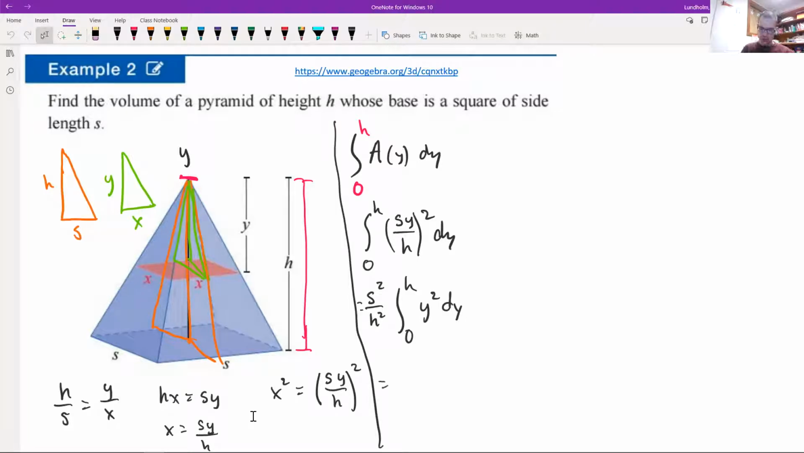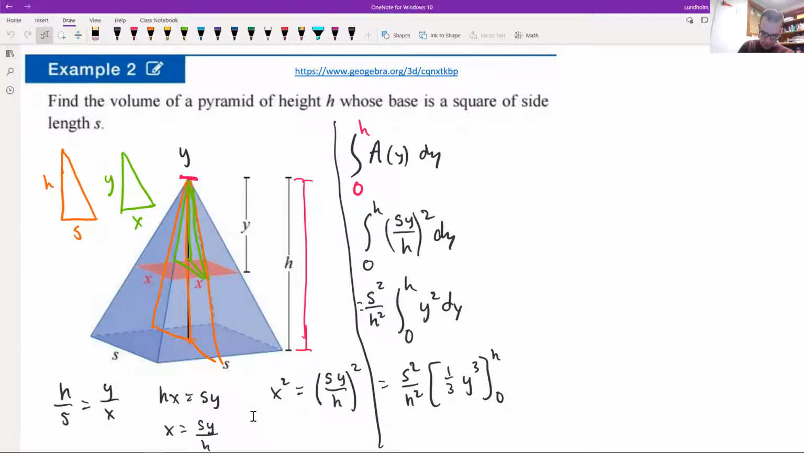Let's do the integration. Oh man, if this turns out horribly, I am so sorry. I think we're on a good path here though. Yeah, so we're integrating with respect to y. 1/3 y cubed. That's actually a good thing. And yeah, 0 to h.